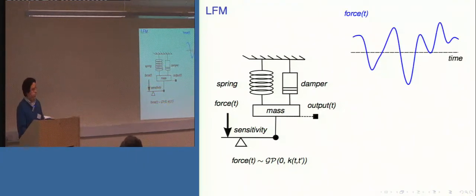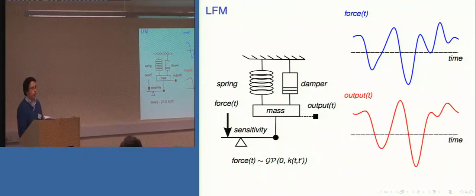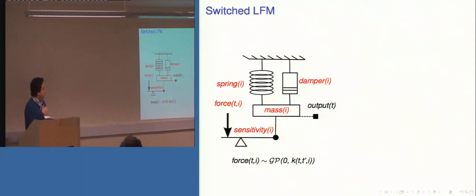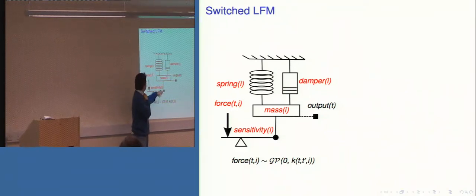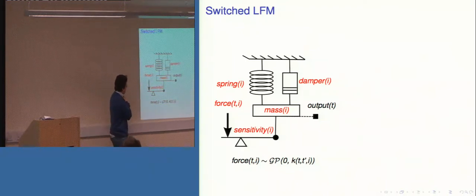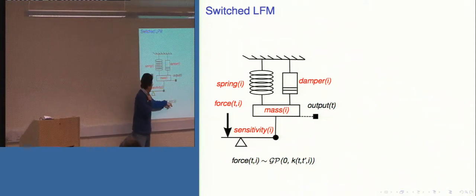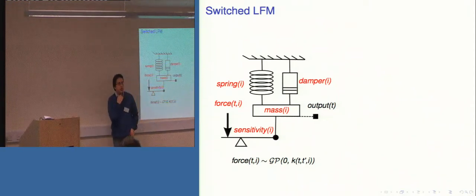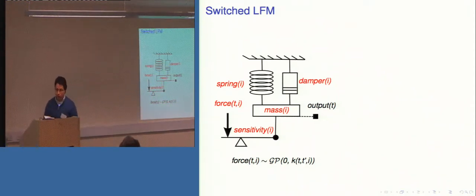So this is maybe a sample from the latent force, and then this is something that you get in the output. So for our switch latent force model, we will assume that these parameters, spring, damper, mass and sensitivity, can change as a function of time. So what we will have is a latent force with a covariance function that is actually changing according to the input space, which in this case is time.